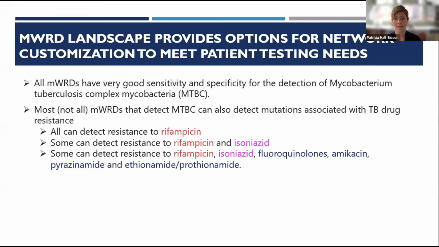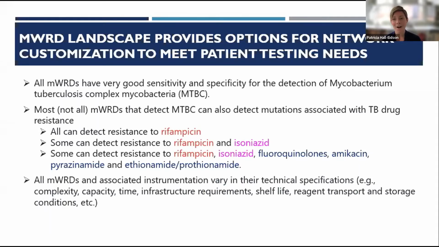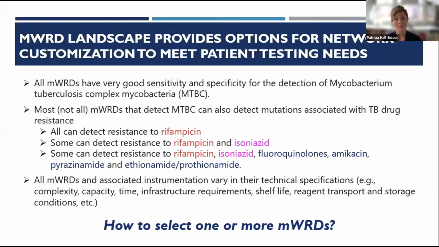And most, but not all mWRDs that detect TB can also detect drug-resistant associated mutations. Among those with DST capacity, all detect rifampicin resistance, some detect both RIF and INH resistance, and some detect rifampicin, isoniazid, fluoroquinolone, amikacin, pyrazinamide, ethionamide, or prothionamide resistance. Lastly, all mWRDs and their associated equipment and instrumentation vary in their technical specifications and requirements, not just in assay complexity, as captured by the new technology class scheme, but also in capacity, their testing times, their infrastructure needs, and other practical considerations. So with all of these new variable testing options, it leads to the important question, how to go about selecting one or more of these mWRDs for setting-specific implementation.